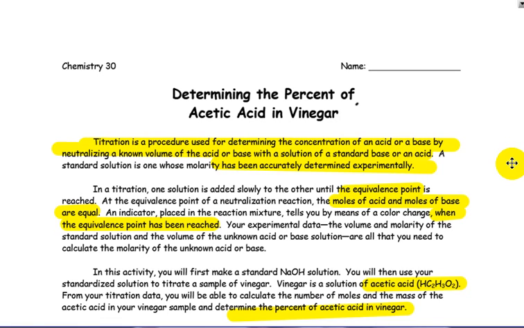Welcome back, Chemistry 30. This is the determining the percent of acetic acid in vinegar lab. So we'll go through all the things you need to know here and what exactly you need to do.